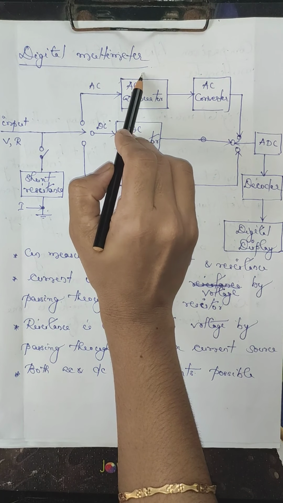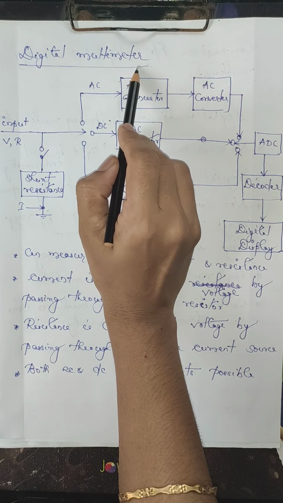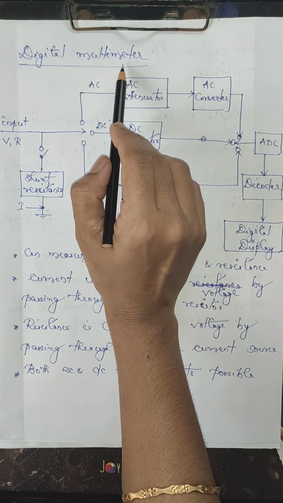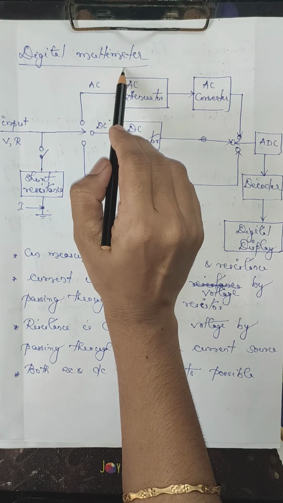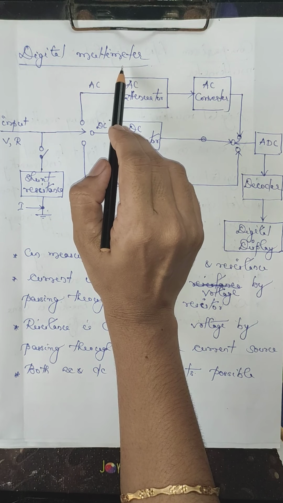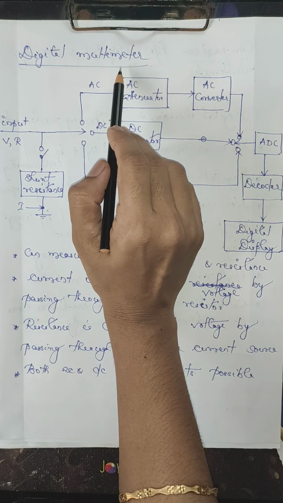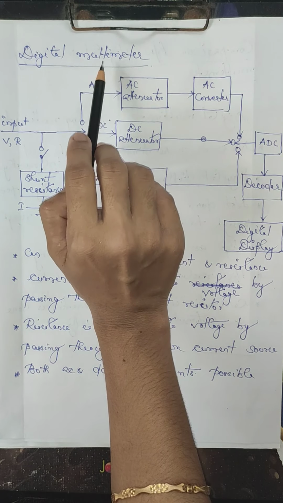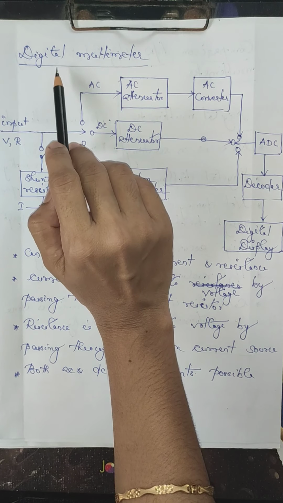Digital multimeter. A multimeter is a device used for the measurement of voltage, current, and resistance. It is capable of measuring both AC as well as DC voltage and current. So there are two types of multimeters, analog and digital.